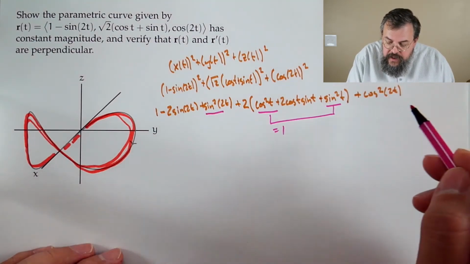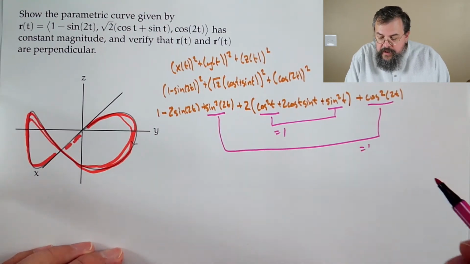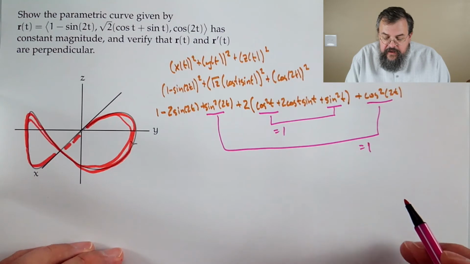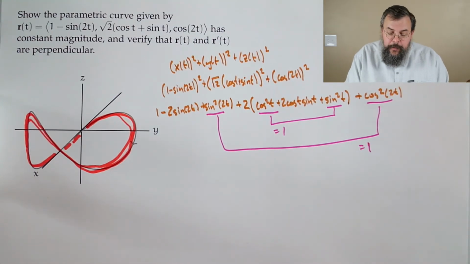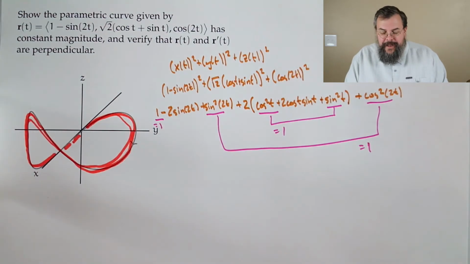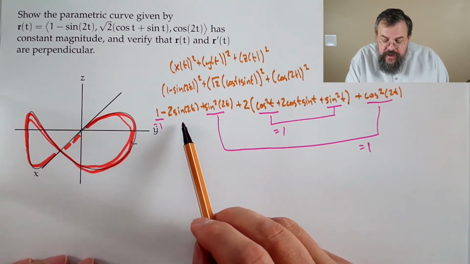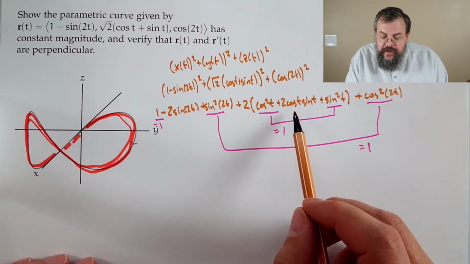Sine squared 2t plus cosine squared 2t is also 1. All right, fantastic, beautiful. By the way, 1 is also 1. Well, that's kind of redundant. What haven't we done yet? We haven't done this minus 2 sine 2t and this 2 cosine t sine t.